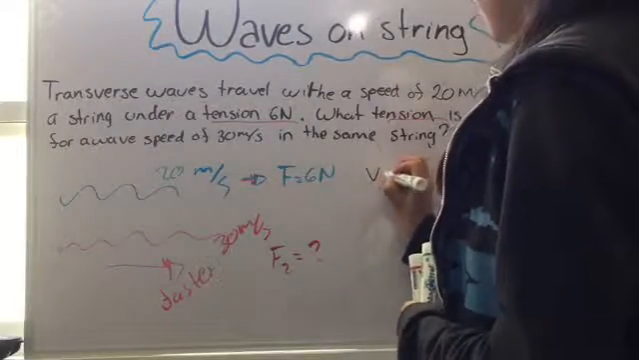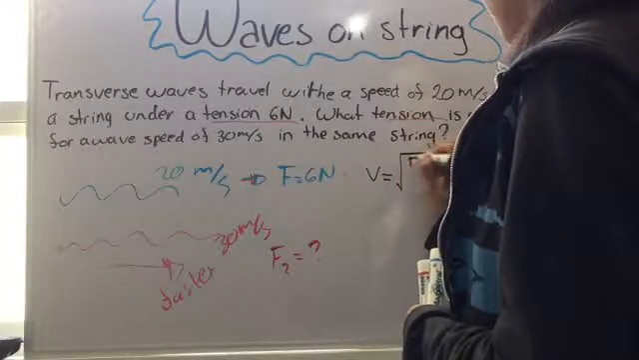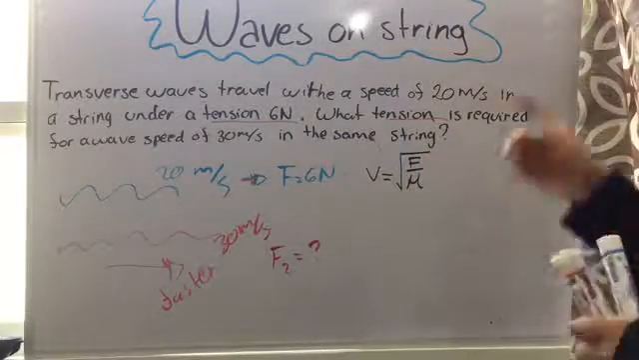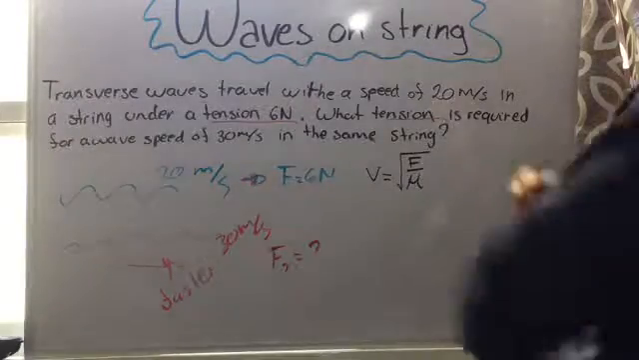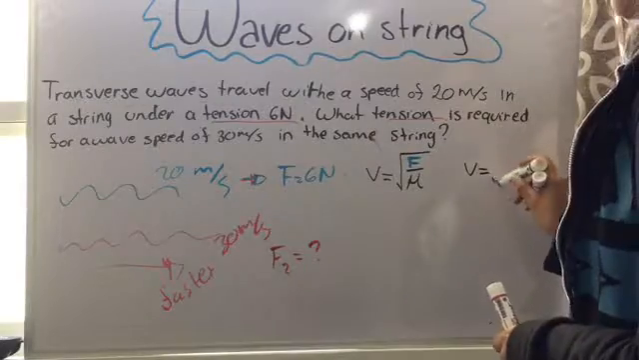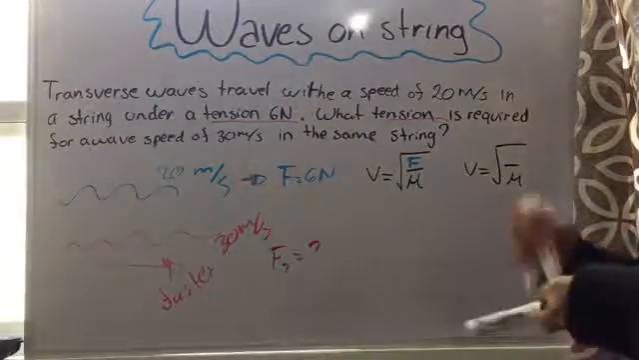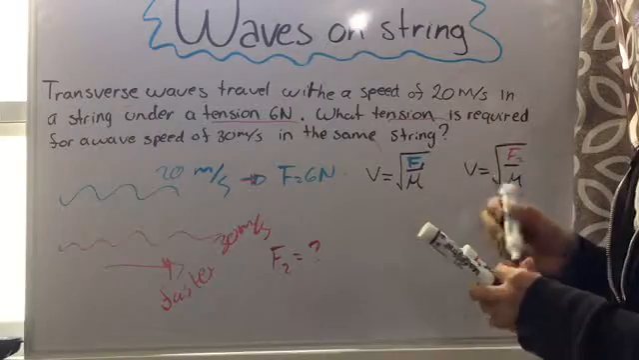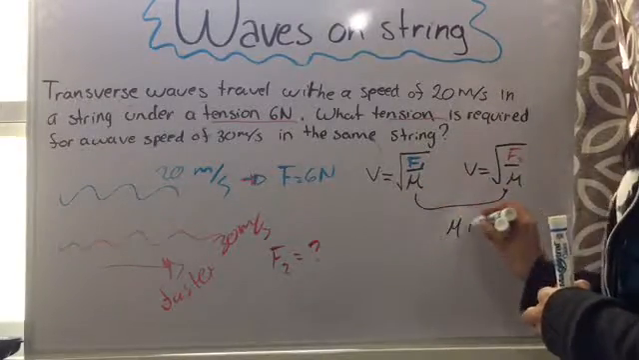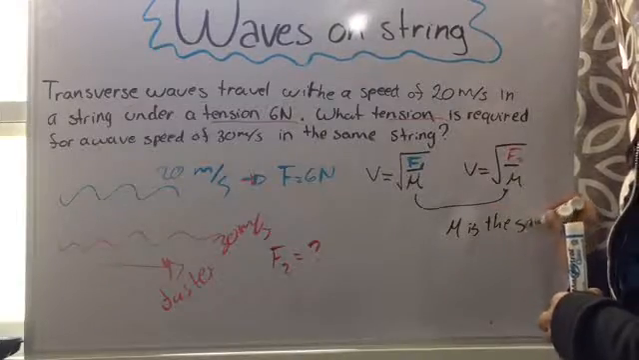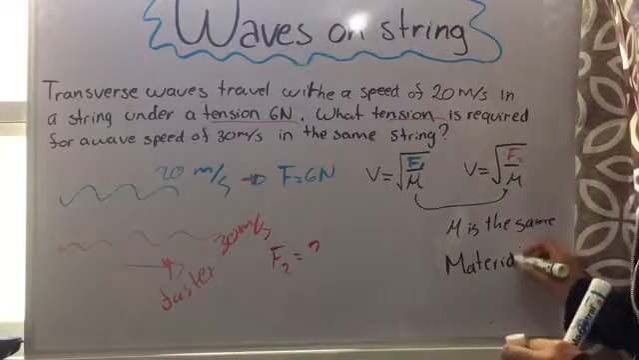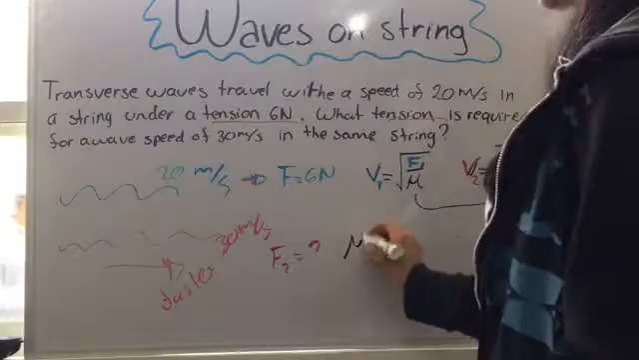So we know that the equation of the velocity is the square root of the tension over the linear density. So since it's the same string but it's going at a different velocity, we'll have two equations of the velocity, velocity 1 with force 1 and velocity 2 with force 2. Since it's the same material, we aren't changing the material, it will have the same linear density. So that part will help us to cancel out in our equation.